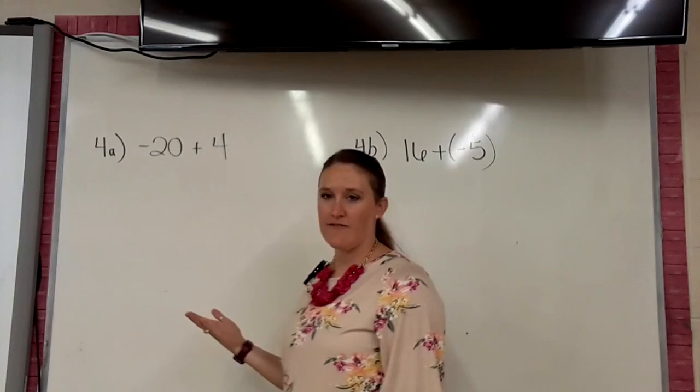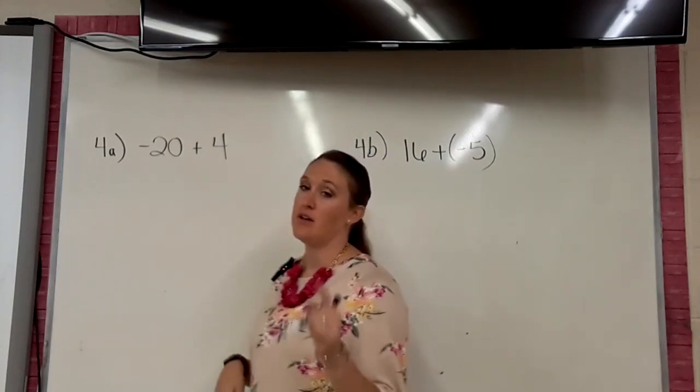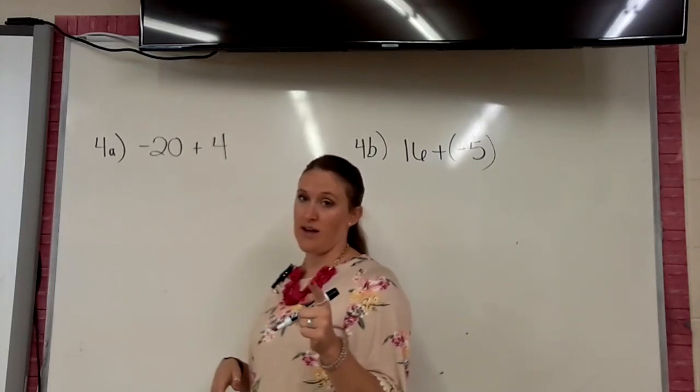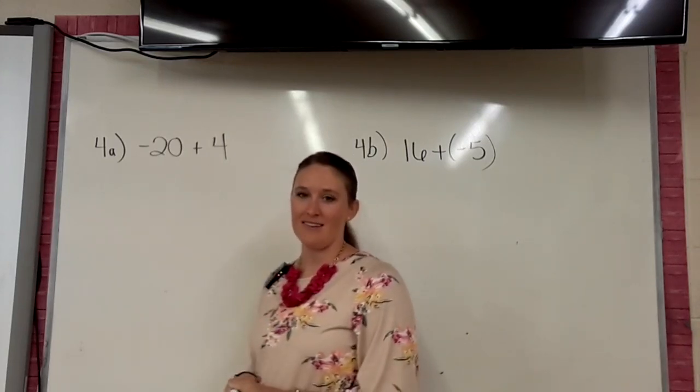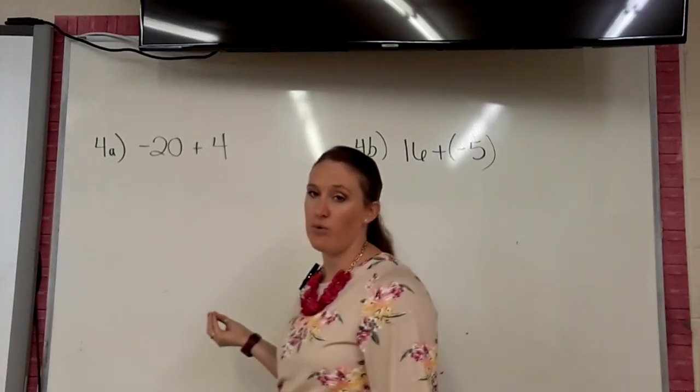Okay, so we're just looking at a few more of those same type of problems, 4A and 4B. I wanted you to try on your own. So if you haven't yet, pause the video and try these, and then you can see if you got them right as I go over them. So 4A, we have negative 20 plus 4. So we look at what rule it follows.